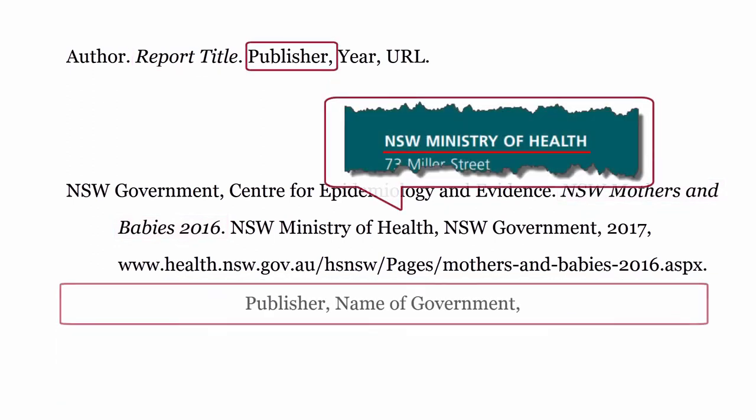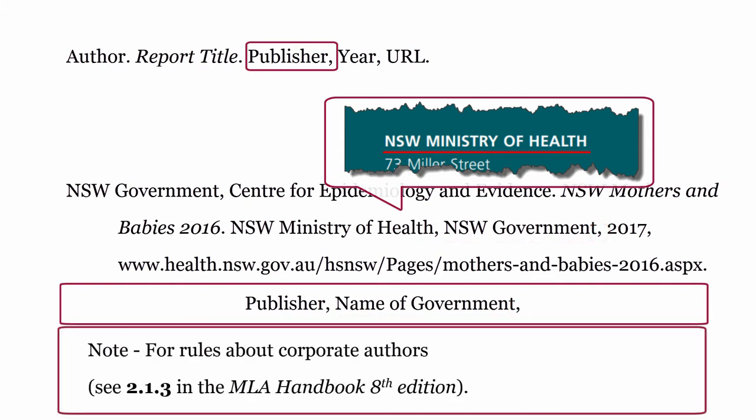Publisher. This is who published the report. The publisher is formatted using government department who published the report, comma, then the name of the government. This is followed by a comma. For rules about corporate authors, see 2.1.3 in the MLA Handbook, 8th edition.